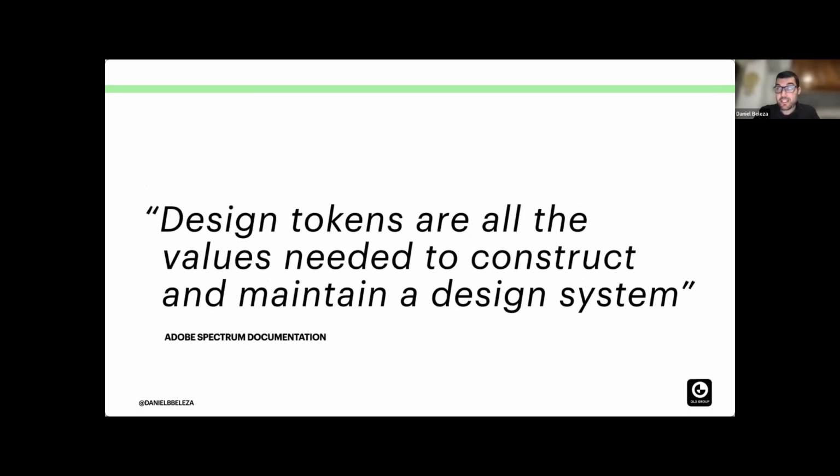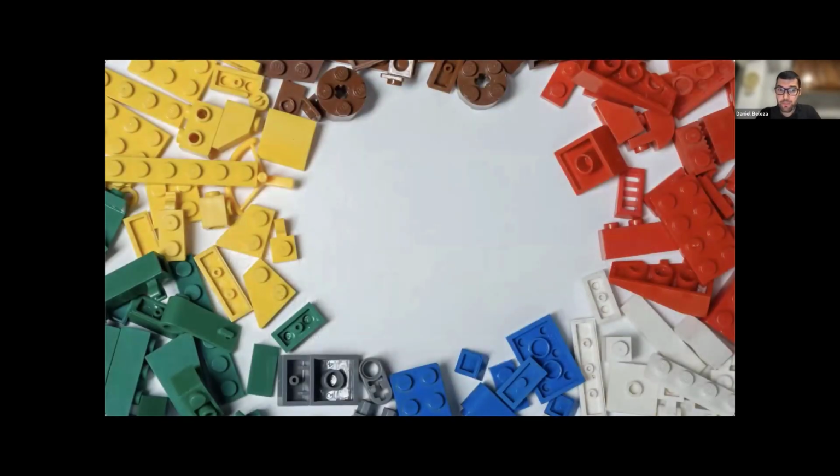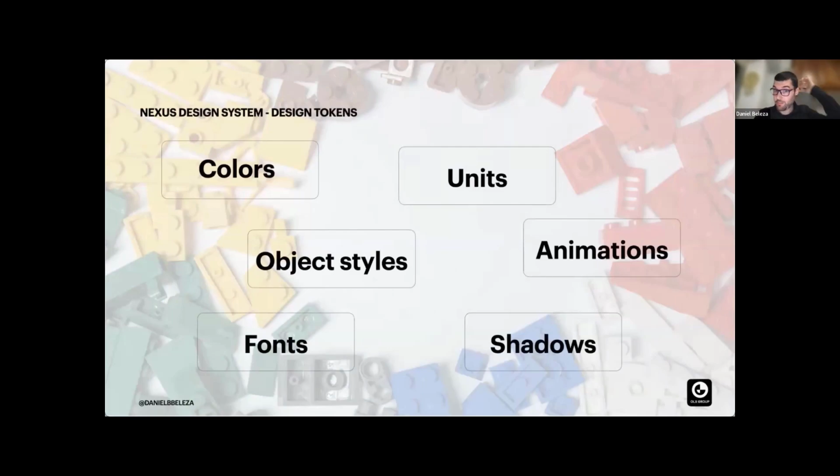A design system is also composed of design tokens, and design tokens are all the values needed to construct and maintain a design system. I'll give you an example. Imagine that we have a big box of Lego pieces, and we just want to pick each of these pieces to build our structure. These are basically the design tokens. These can be colors, units, object styles, animations. It all depends on the product itself. It depends on the team.